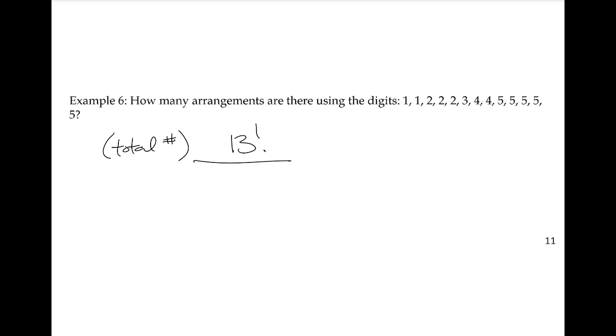But on the denominator, we do numbers of each repeater. So that would be for the 1s, there's 2 of them. For the 2s, there's 3 of them. There's only one 3, so that can stand. 4s, there's 2. And 5s, there are 5.